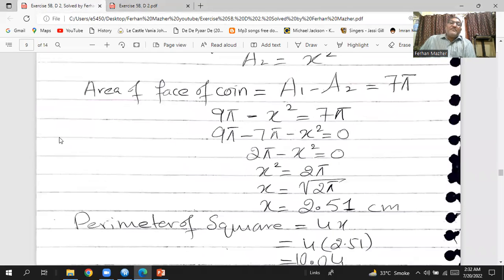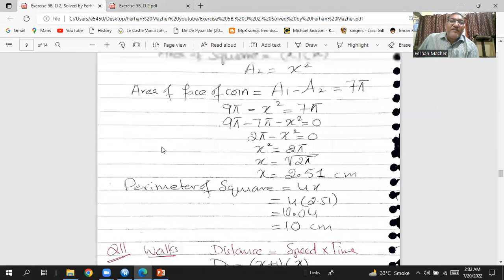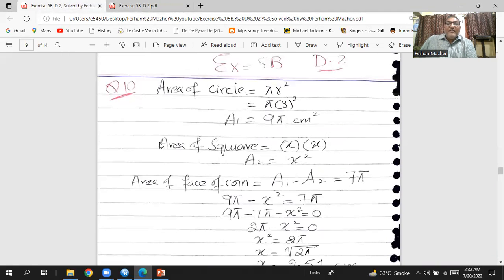So the area of the face of the coin will be area 1 minus area 2. From the area of the circle, subtract the area of that square. So area 1 minus area 2, it is given, it is 7 pi. So the area of the circle is 9 pi minus the area of the square is x square.